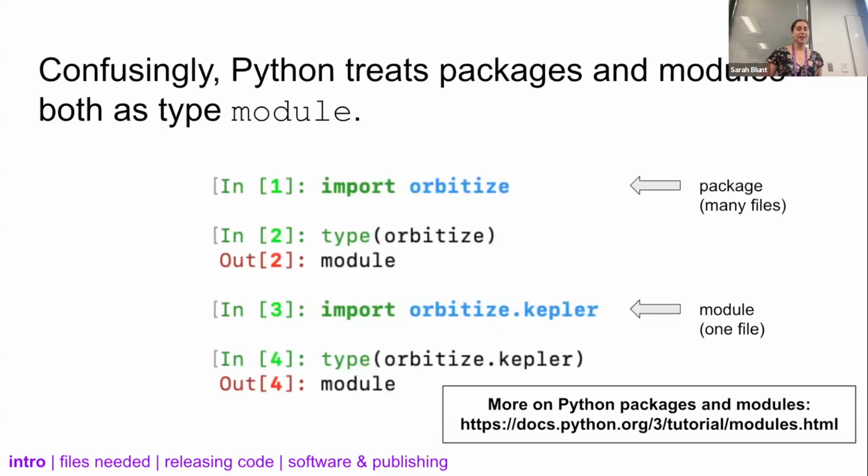So confusingly, Python treats both packages and modules as type module. There's exhaustive documentation about why that is and more stuff at this link if you're curious. But I say this because usually when I'm learning about something new in Python, one of the first things I try to do is use the type command just to understand what type of object I'm actually dealing with. And for a while, this really confused me because I wondered what the difference between these things was. But yeah, Python calls them both modules.